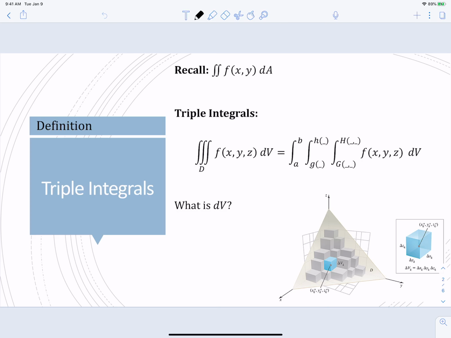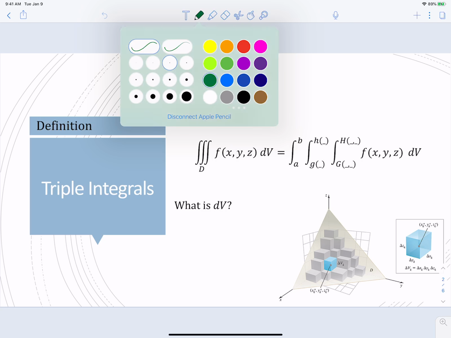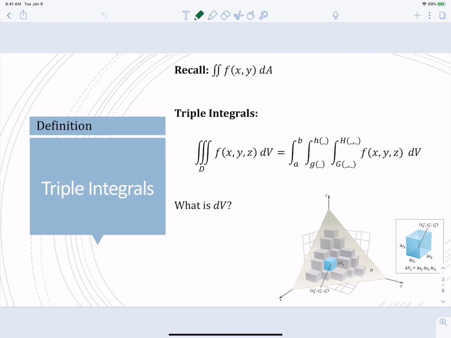So we'll look at what those triple integrals mean, how those get set up, and then we'll also use them to find volumes like we were in the last section, but with triple integrals instead of double integrals. And this is similar to what we did when we were finding area between two curves with the double integrals.